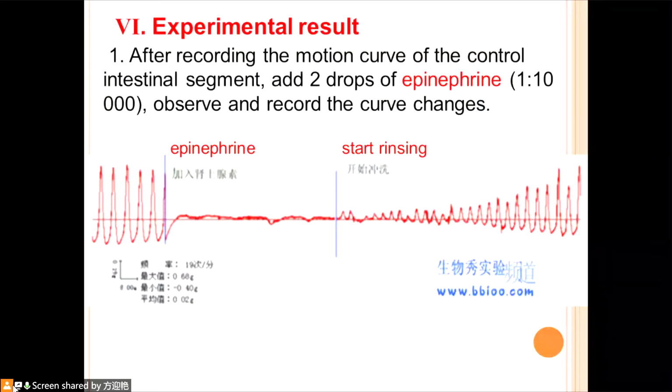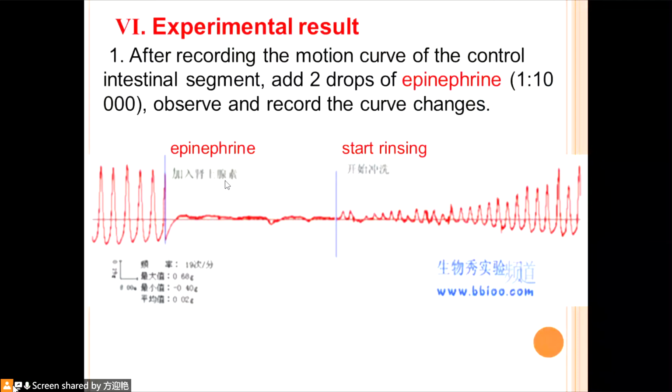Decrease, teacher. Very good. Thank you. It means that his contractility is decreased, and we can even see this relaxation. Why?